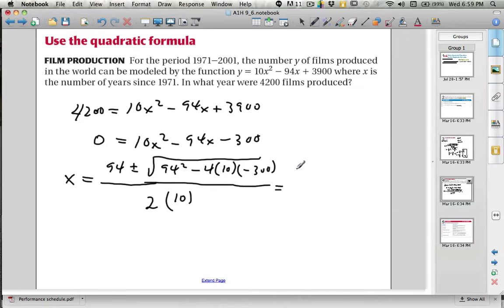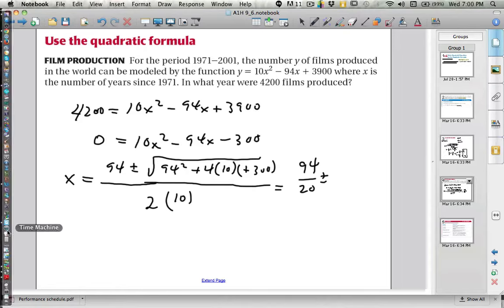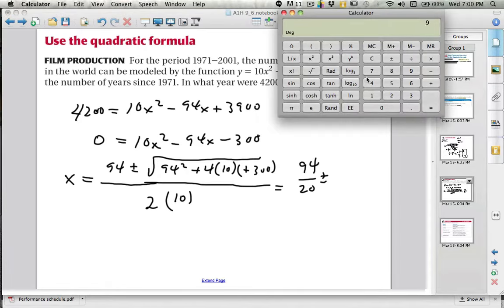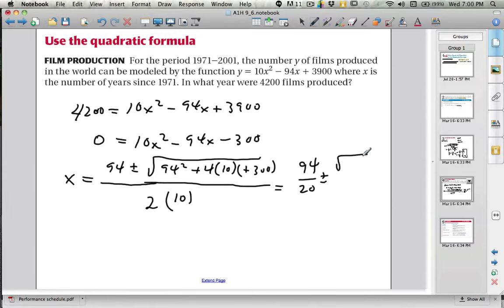I'm going to go ahead and say 94 over 20 plus or minus this other thing. So let's figure out what that is. I know that this is going to be 4 times 300. Again, it's minus a minus, so this is going to become plus. 4 times 300 is 1,200 times 10 is 12,000. So I'm going to square 94 and add 12,000. So 94 squared plus 12,000 equals 2836.